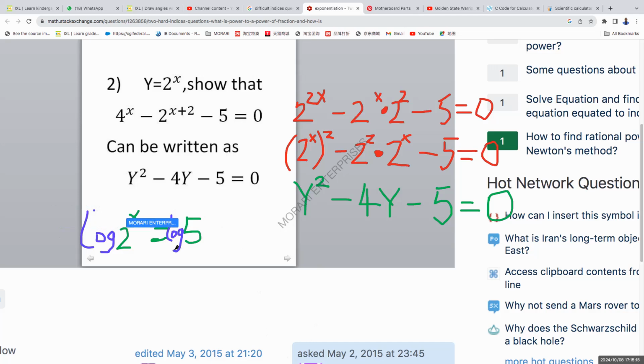In your calculator, did you see log in the calculator? So when you take log of both sides, this x now will go to the front and become x log 2. X log 2 equals log 5. Then you see now, x is very easy now. X is log 5 over log 2. You divide both sides by log 2.